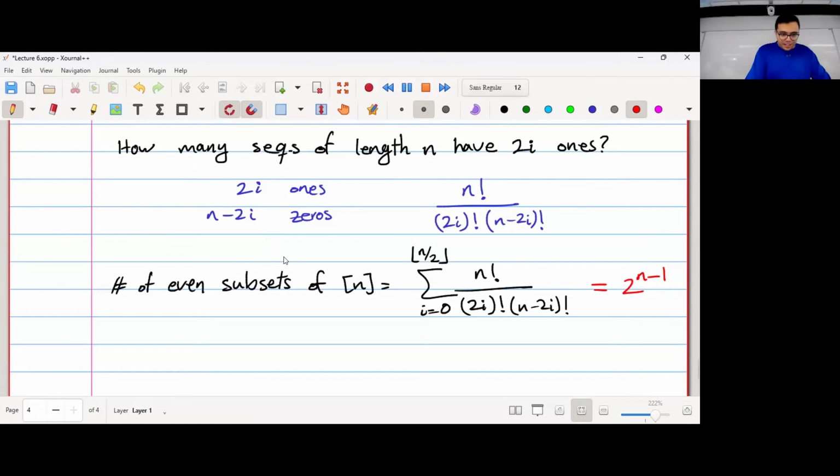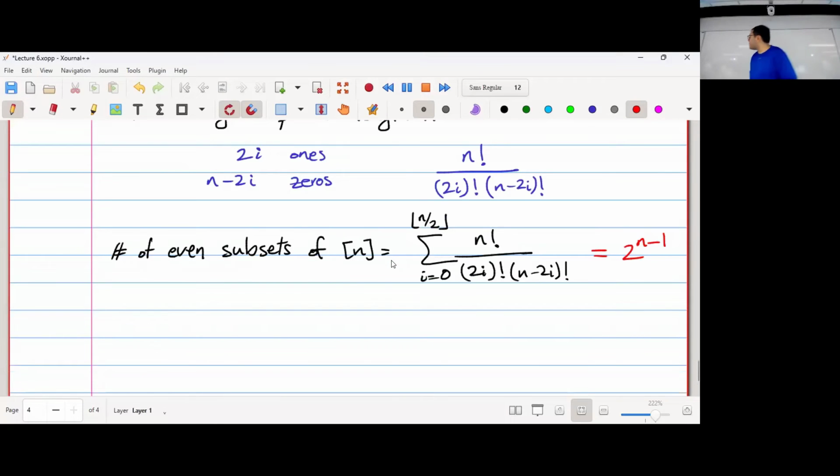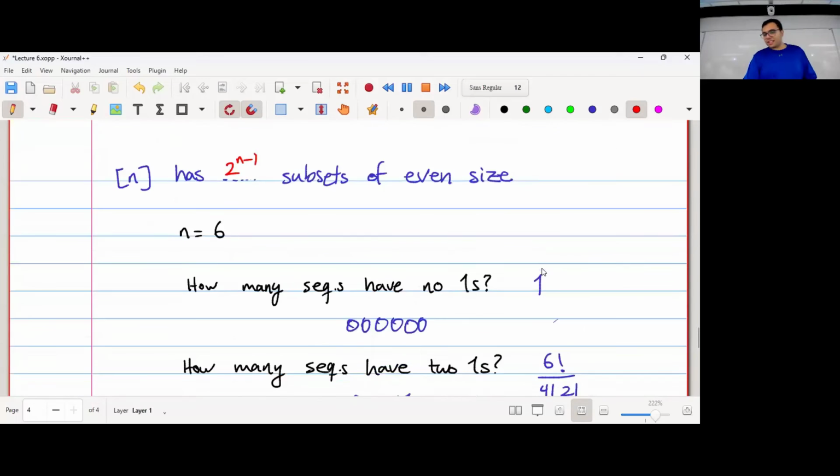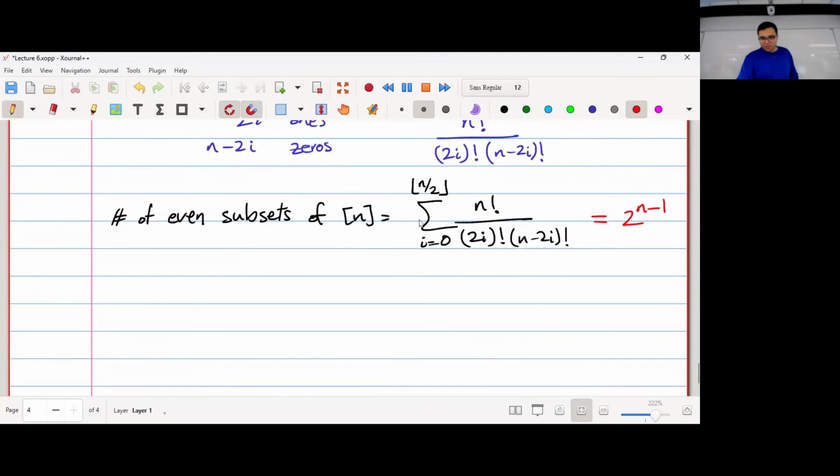Okay. But can we do this without being tortured so much? So can I just get 2 to the power of n minus 1? Yes. It turns out the problem here is that the casework I did was not the greatest casework. I was doing casework on the number of ones that I have in my sequence, right? And that ended up giving me this huge sum because the number of ones is either 0 or 2 or 4 or so on.